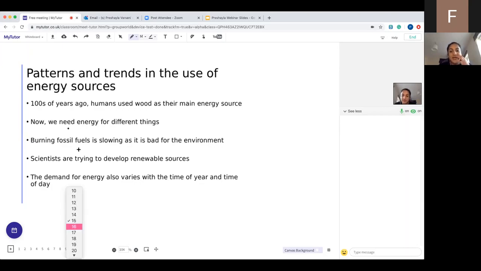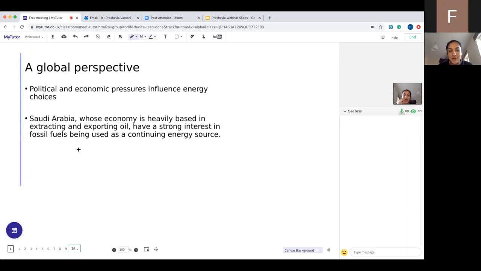So looking at energy from a global perspective, political and economic pressures that different countries have can really heavily influence energy choices. Saudi Arabia, for example, you may know that their main export is oil. So they extract oil, they export oil, and that is what their economy heavily relies on.